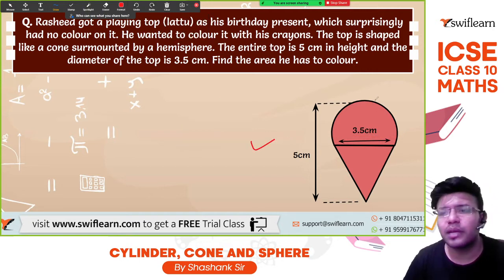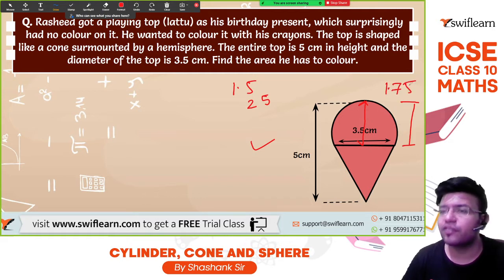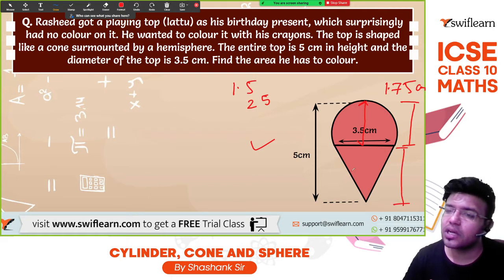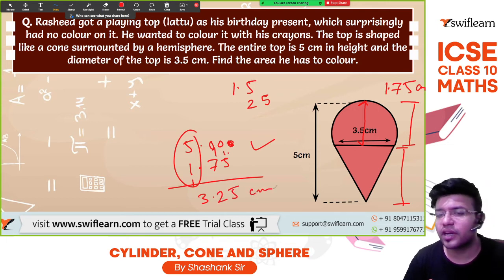The diameter is 3.5 centimeters. So the radius is half of that. Half of 3.5 is 1.75 centimeters. If you subtract 1.75 from the total height, you get the height of the cone, which is 5.00 minus 1.75, that is 3.25 centimeters.